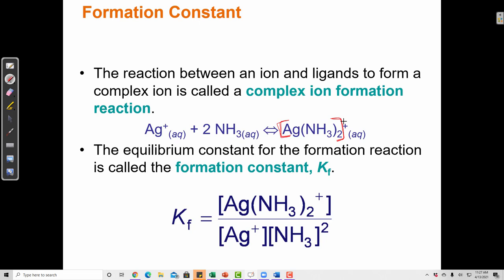When we represent a complex ion formation equation like this, I have my ion plus the ligands makes the complex ion. These are all aqueous. So when I'm creating my equilibrium expression, I put products over reactants. I leave out solids and liquids, but I don't have any solids and liquids. They're all aqueous. So I put this product over reactants, over Ag times NH3 squared. I've got to remember to carry that stoichiometric coefficient.